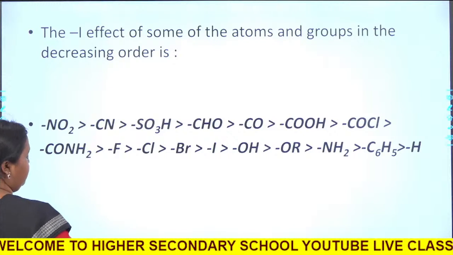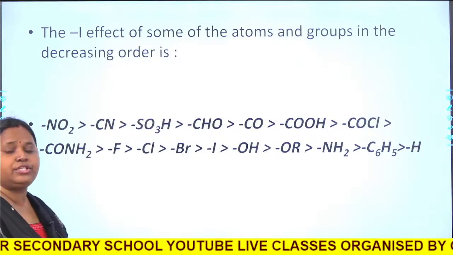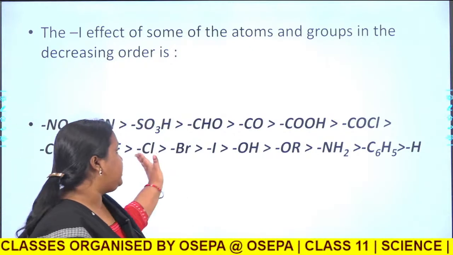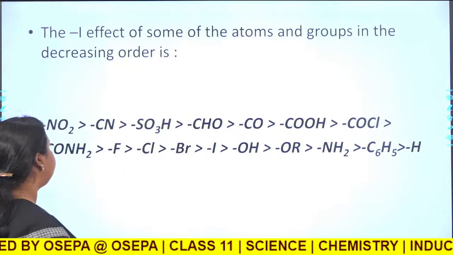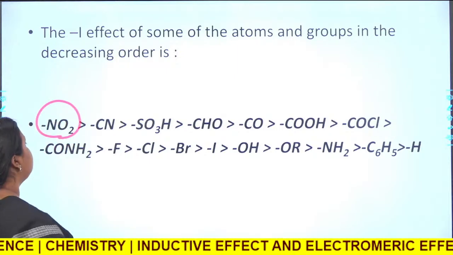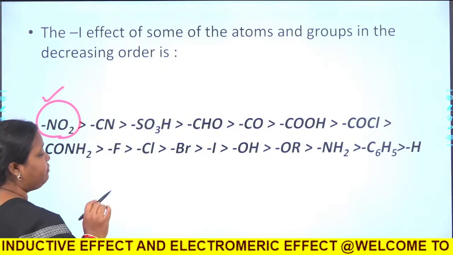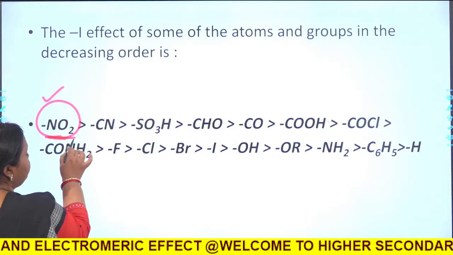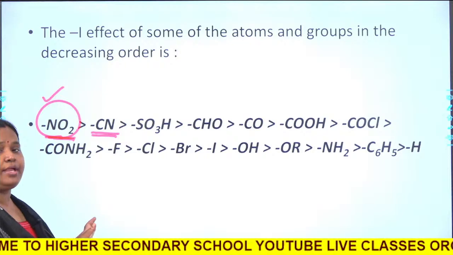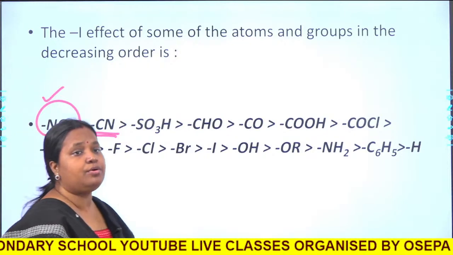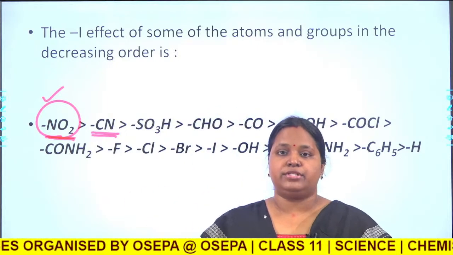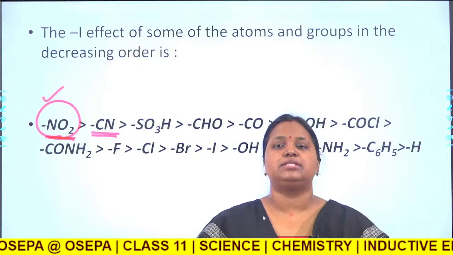The inductive effect, this is a series which you have to remember. Now some groups are arranged according to their decreasing order of inductive effect, meaning nitro has the maximum inductive effect, so it is placed first, minus I effect. So nitro is a strong withdrawing group in comparison to cyanide. So you have to remember the series. Why? Because in the entrance exam we will see how acidity and basicity are affected by the inductive effect. So this question comes in the entrance exam, so you have to remember this series.